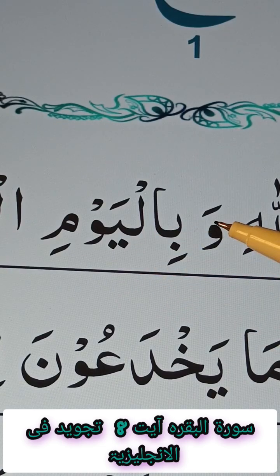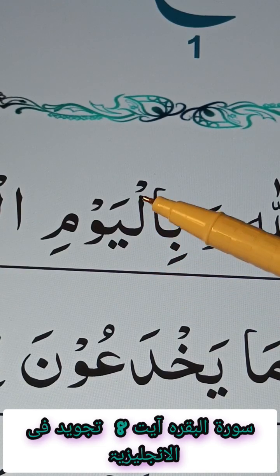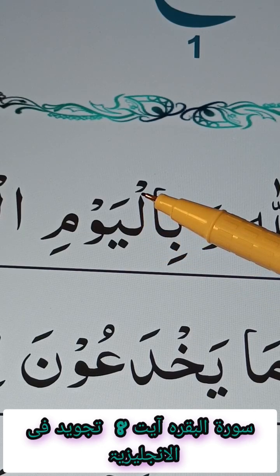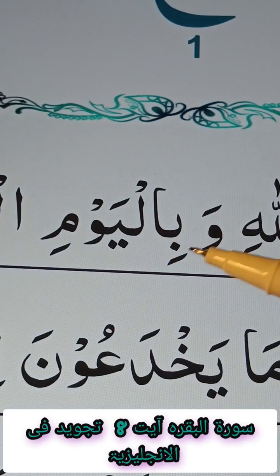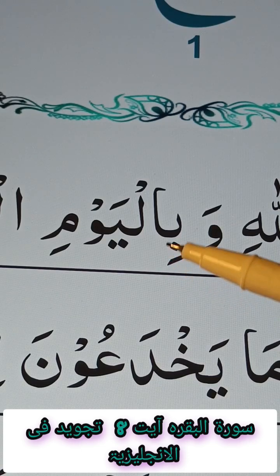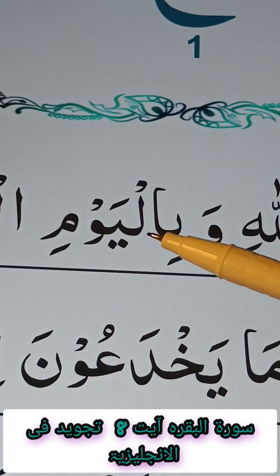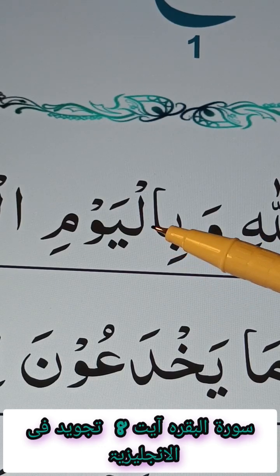وَبِالْيَوْمِ. Waw fatha wa, ba lam kasra bil. So when jazm comes on any letter, the letter becomes sakin. We read sakin by joining the letter with the haraka of the letter coming before it. So join ba haraka, ba kasra with lam, ba lam kasra bil.